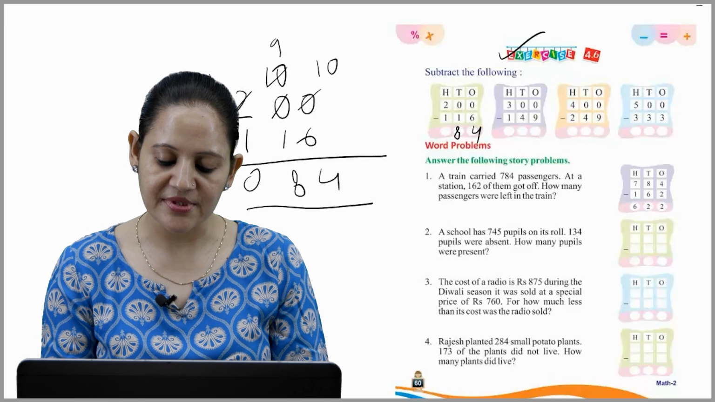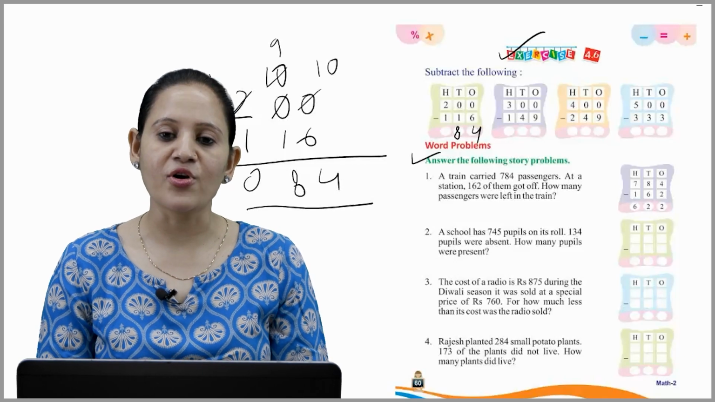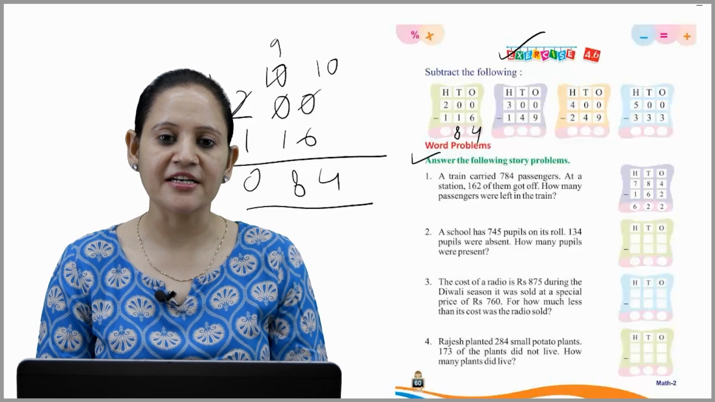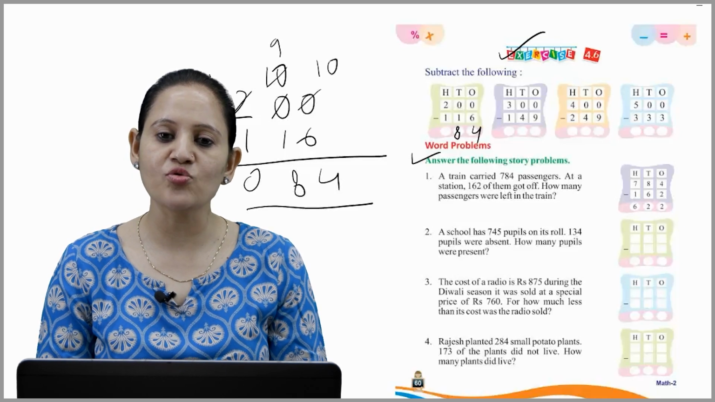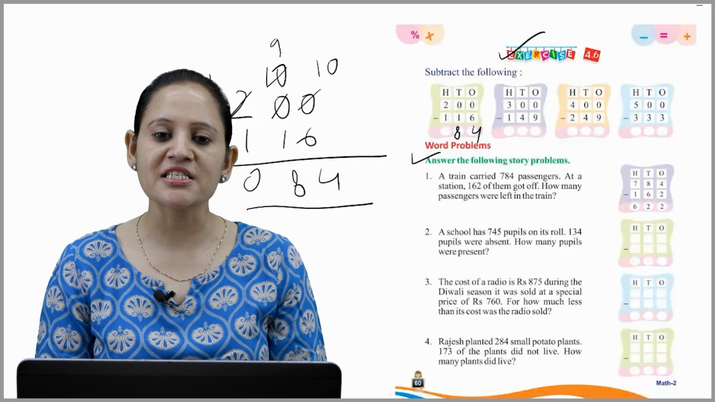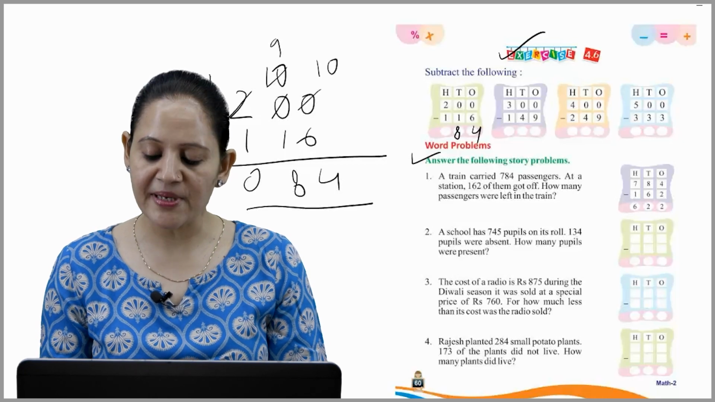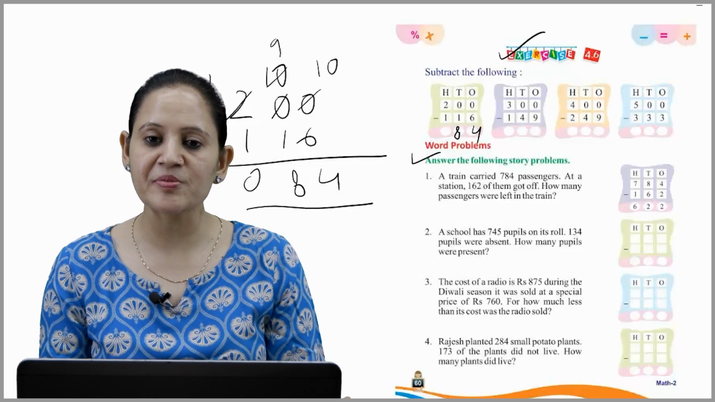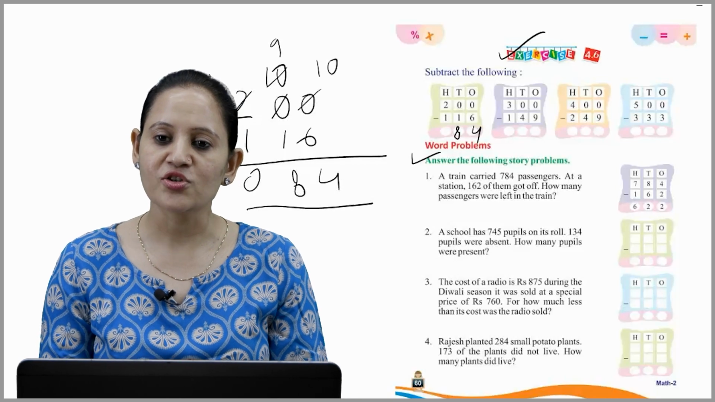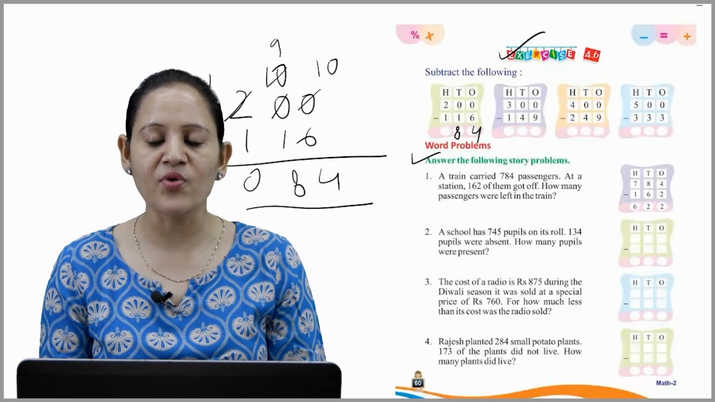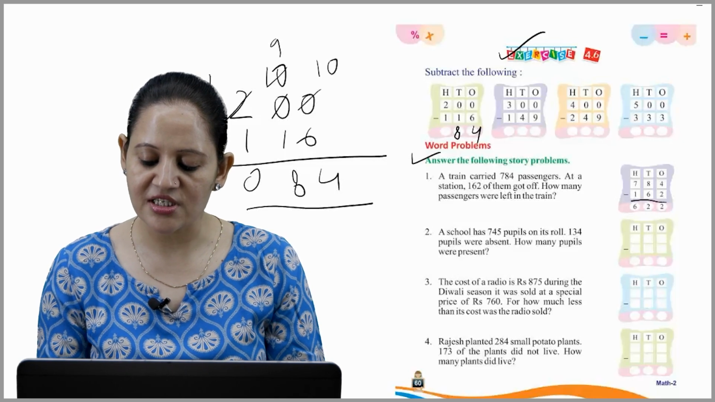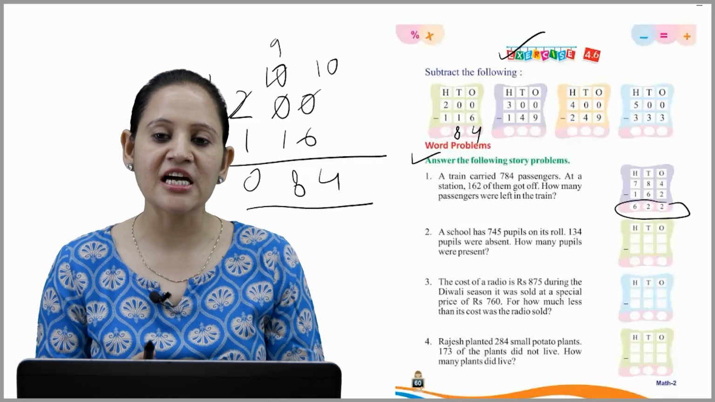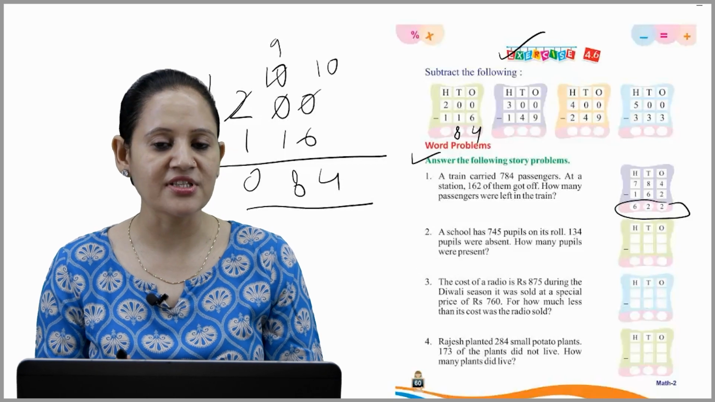Next is word problems. Answer the following story problems. A train carried 784 passengers at a station. 162 of them get off. How many passengers were left in the train? Total passengers थे 784. उसमें से 162 उतर गए. So, 784 में से 162 subtract करेंगे. So, we'll get 622. So 622 passengers were left in the train. Clear?